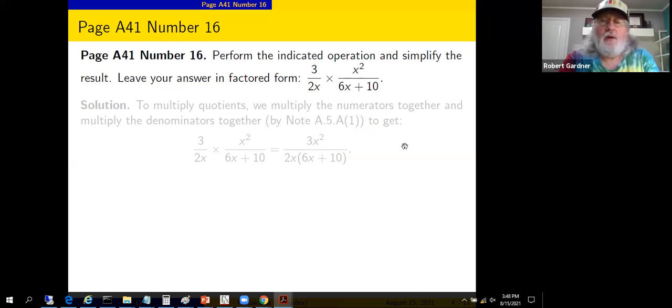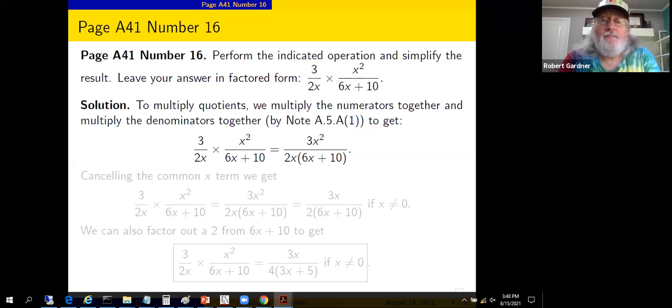All right. Perform the multiplication and simplify. Multiplying quotients, it's a piece of cake. You just multiply the numerators and the denominators. So we get 3 times x squared, 3x squared, and 2x times 6x plus 10, producing this. So the multiplication operation was easy. We'll do one with addition next, and it'll be a little more complicated.